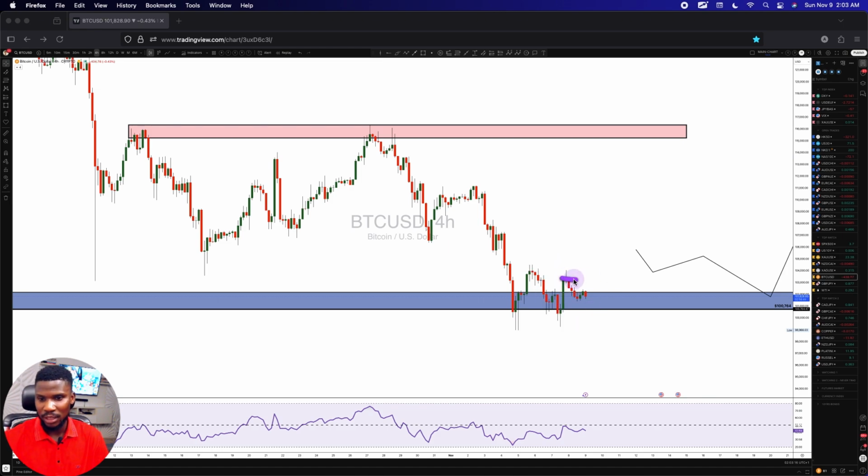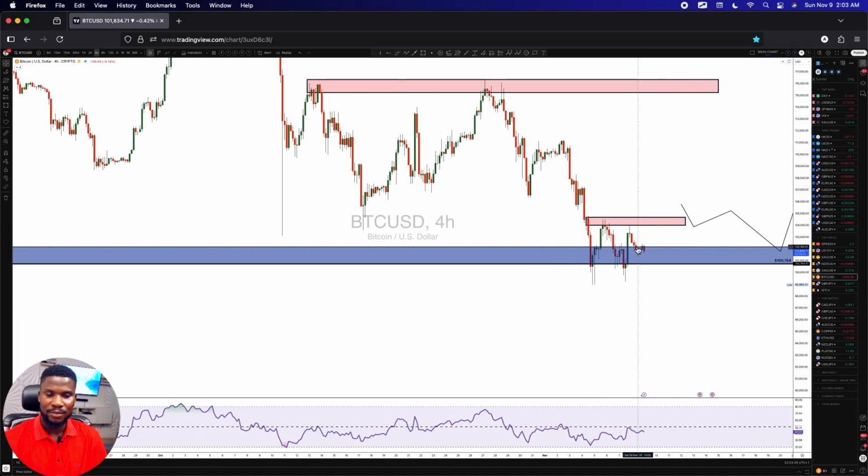I took some short here, take some profit. Now it's going back up. It's been dramatic right there. So simply put, I'm going to approach Bitcoin right now very precisely, very, very basic.